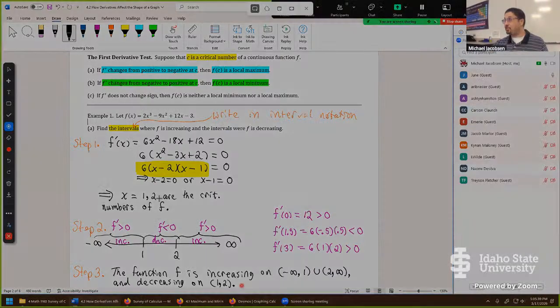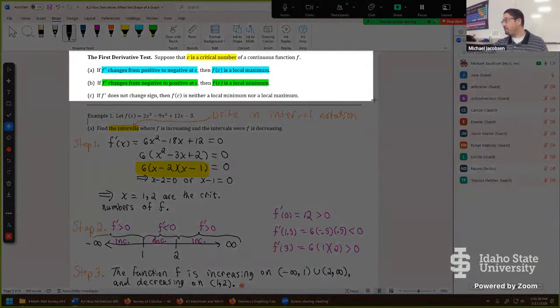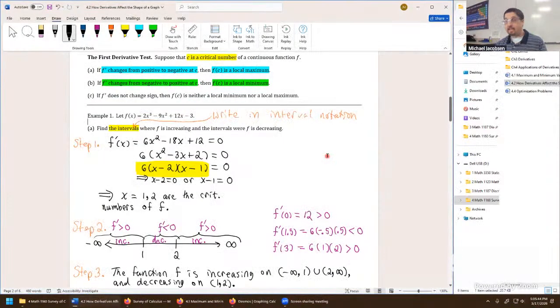We still haven't even used the first derivative test, but now we know a lot about the function, and we're ready to go on to the next part, B. Any questions or comments at all, folks, with the conclusions we made down here?